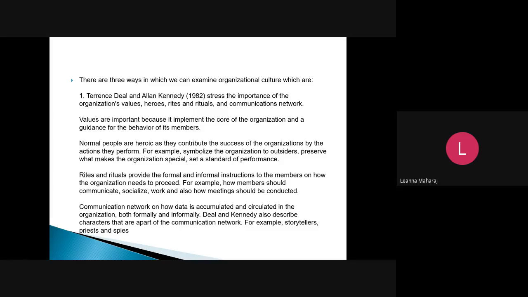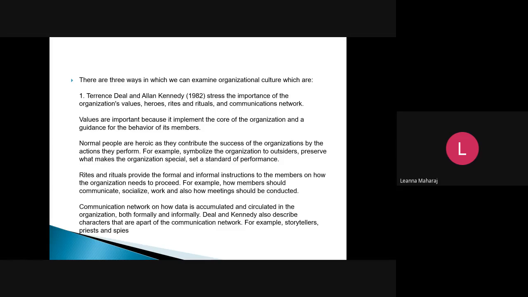Heroes are people outside of the organization who contribute to its success by the things that they do. For example, if an organization provides great service, or sells items at good prices, and you recommend that organization to people outside and they go there to purchase, then that adds to the success of the organization. That's where people outside of the organization contribute to its success.